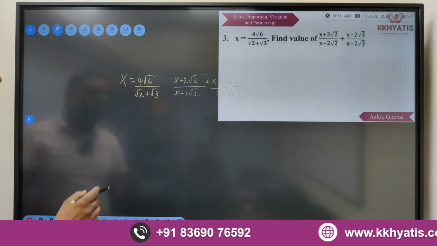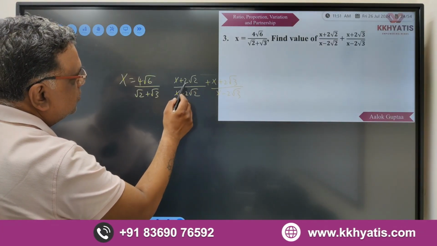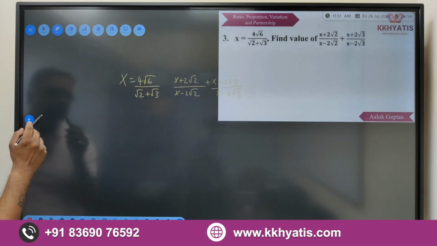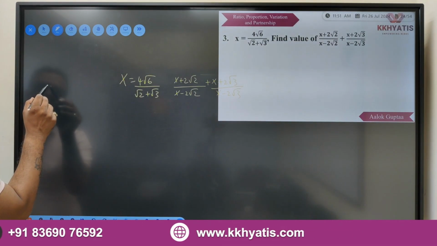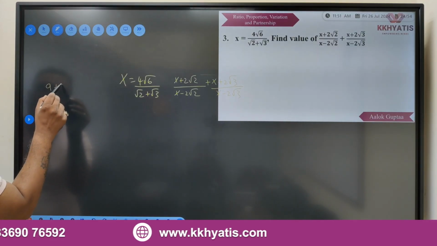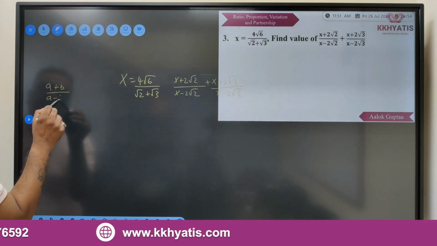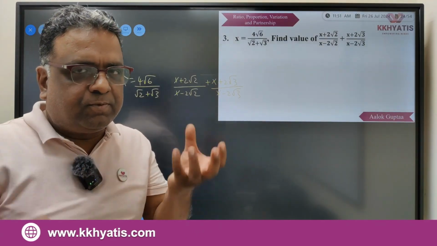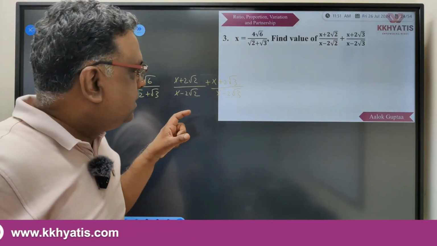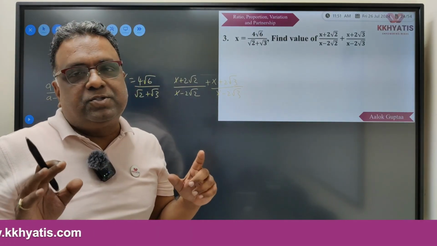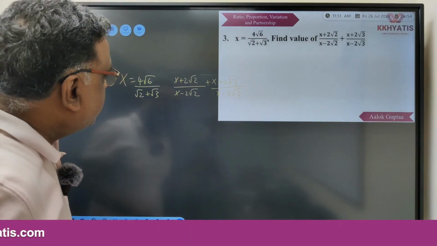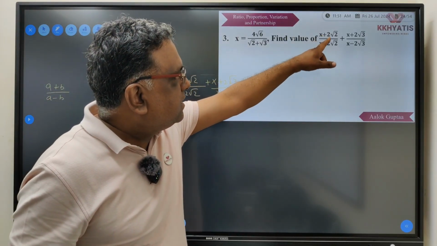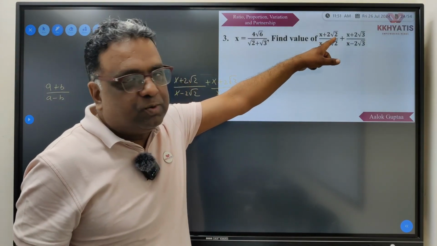So if you see here, what they've asked, x plus 2 root 2 upon x minus 2 root 2, which means, let us say, this is of the same type, a plus b upon a minus b. For two ratios, for some four quantities in proportion, componendo and dividendo needs to be applied. So which means I need a ratio of x upon 2 root 2.